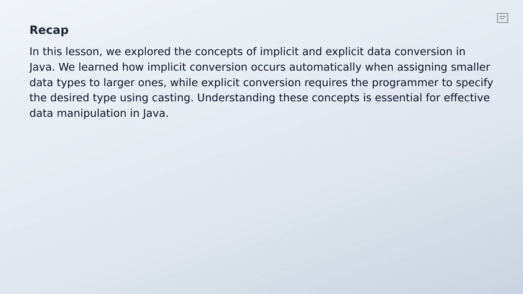Next, recap. In this lesson, we explored the concepts of implicit and explicit data conversion in Java. We learned how implicit conversion occurs automatically when assigning smaller data types to larger ones, while explicit conversion requires the programmer to specify the desired type using casting. Understanding these concepts is essential for effective data manipulation in Java.